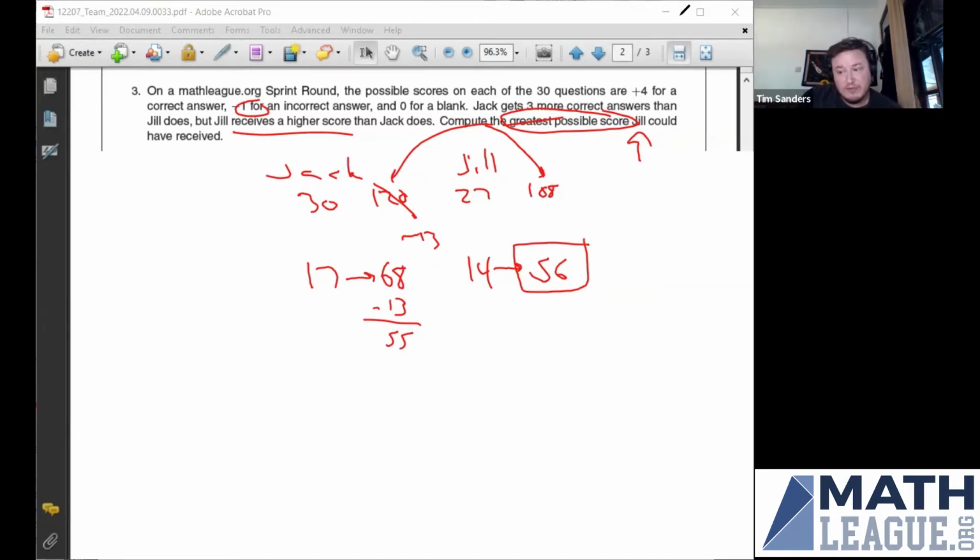If she gets more than 14 right, Jack is going to get more than 17 right, which means that Jack cannot miss more than 12. Jack's already got a 12-point advantage by getting 3 more questions, and if we can't knock him down by more than 12, then we can't fit the constraints of the problem. So to me, it sounds like 56 is the greatest possible.